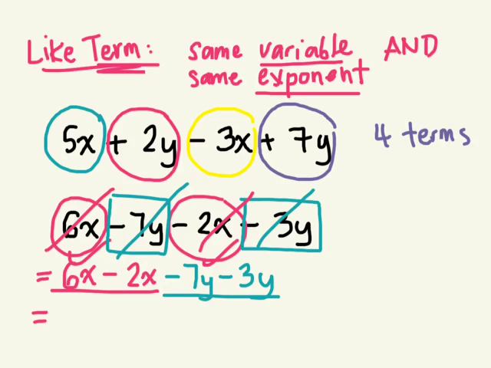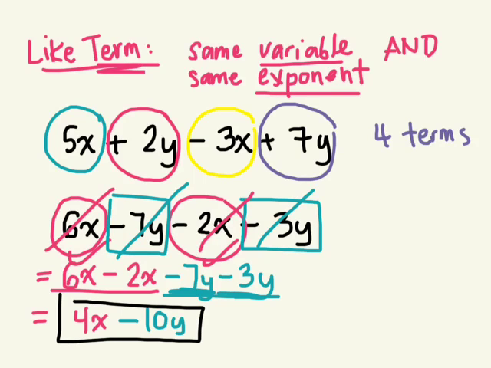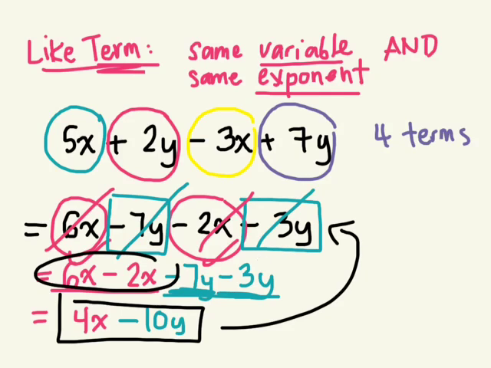And I can now simplify this. What's 6x take away 2x? If you have 6 apples and you take away 2 apples, how many apples do you have left? 4x. Good. What's negative 7 minus 3? Negative 7, take away 3. You're subtracting 3. Negative 10y. And all I did here was rewrite that expression from the beginning, collect my like terms together, and simplify it.